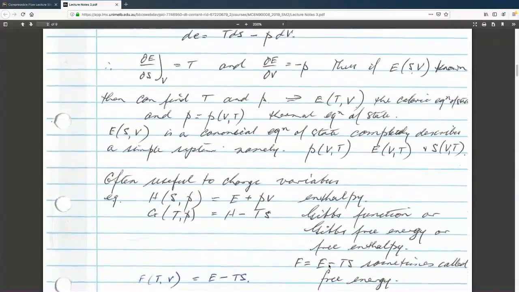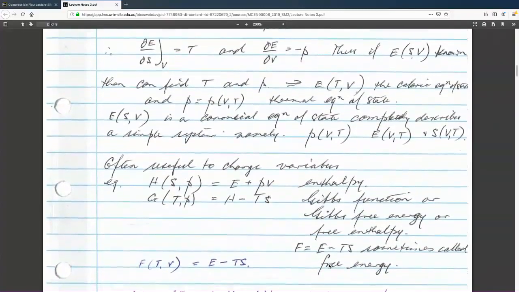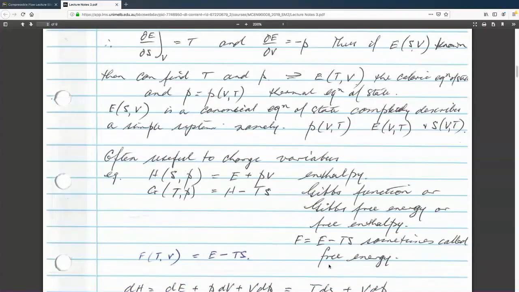That's another canonical function of state. All of these things are equivalent in a way. You can get everything from them. And there's another one called F, which is E minus TS, and that's sometimes called the free energy.